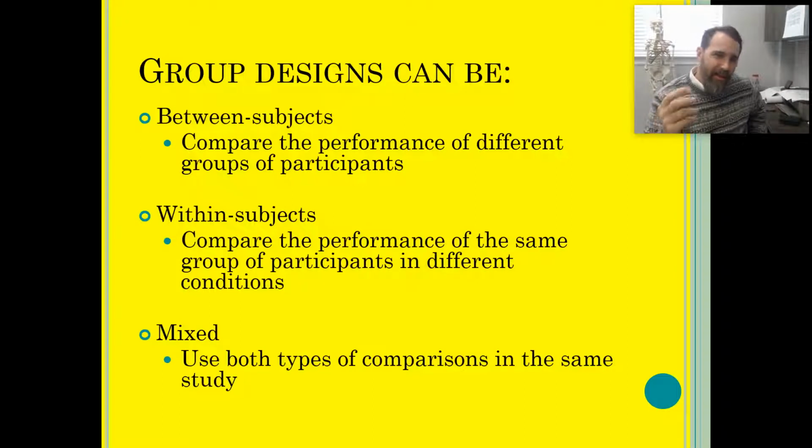We have three primary different kinds of group designs. Between subjects. This means you're comparing two or more different groups of individuals. Within subjects, meaning that you have one group and you're examining them in different conditions. And then there is the mixed design, which uses a combination of between subjects and within subjects within the same study.